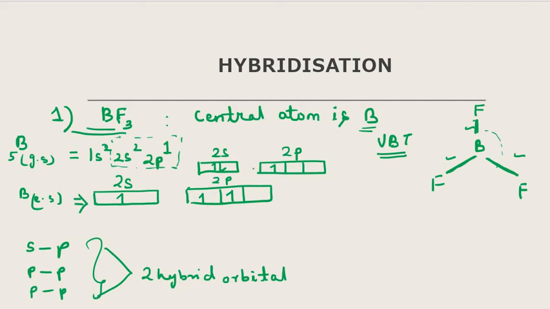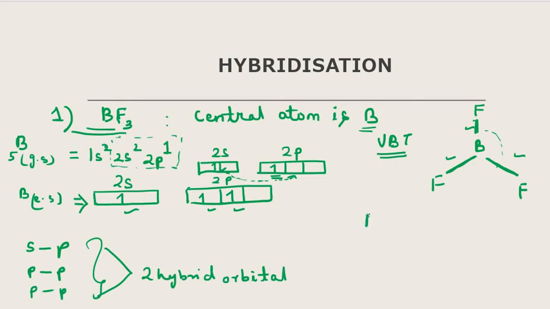But here you can see that in the ground state, what is there? There is only 1 half-filled orbital. So what do we have to do? We have to excite this boron atom. So in the excited state, what happens? One electron from the 2s orbital moves to the 2p orbital. Now you can see that there are 3 half-filled orbitals in the boron atom, and it is ready for what? It is ready for overlap.